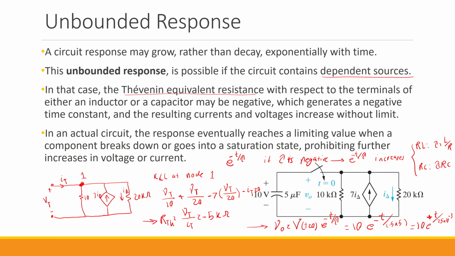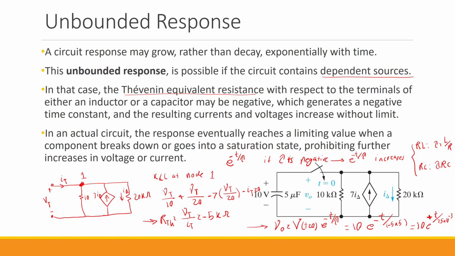And now this power becomes positive. Why? Because we have a negative sign for the resistor. So the final equation is 10 multiplied by e to the t over 25 milli, or 25 multiplied by 10 to the negative 3. As time increases, this exponential term doesn't decrease. In fact, it is increasing. So this is what we call an unbounded response. Ideally speaking, this response can go to infinity.